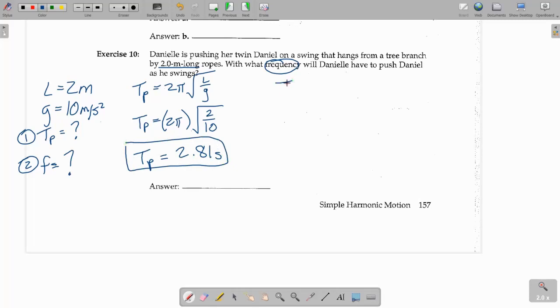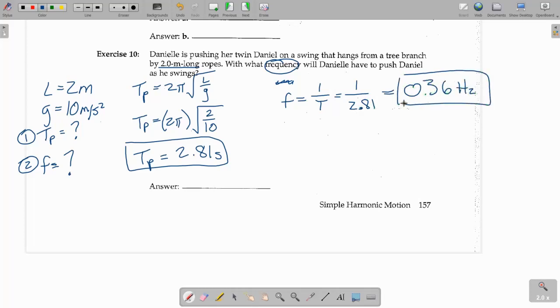And then remember that frequency is equal to 1 over period. So we'll just do 1 divided by 2.81 to get our frequency, which is going to be 0.36 hertz. Okay, let's move on.